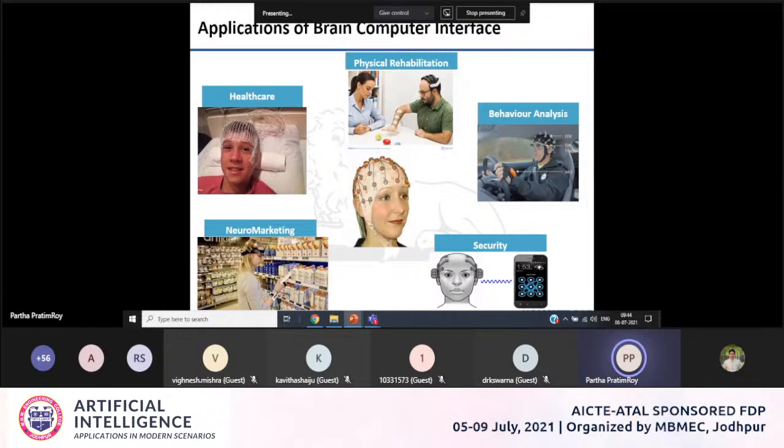Similarly, EEG could also be used for security analysis. As you have seen for authentication, we provide signatures or face data to understand whether the person is genuine or forged. So from EEG signals, from these brain signals, is it possible to authenticate whether the person is genuine or not? We will discuss some of these applications of neuromarketing, security, or healthcare in the coming slides.